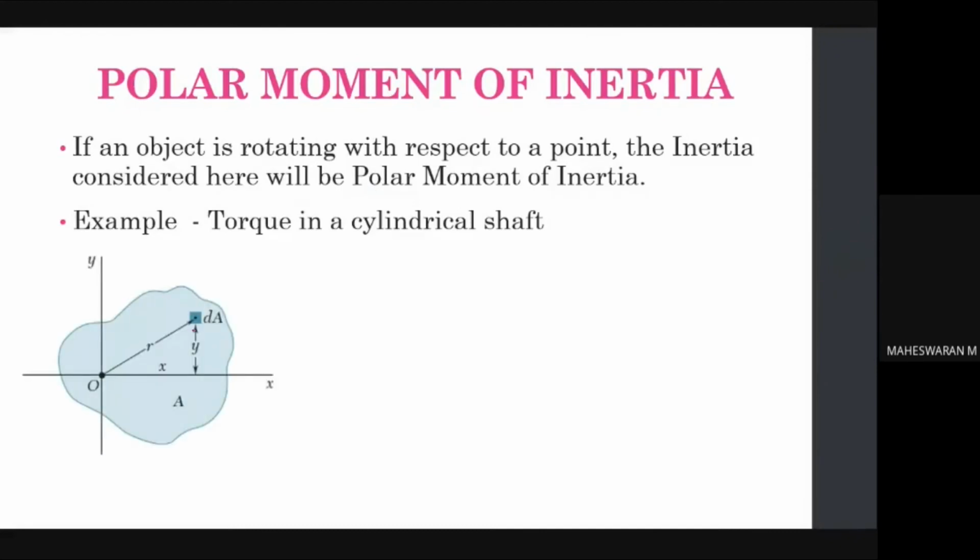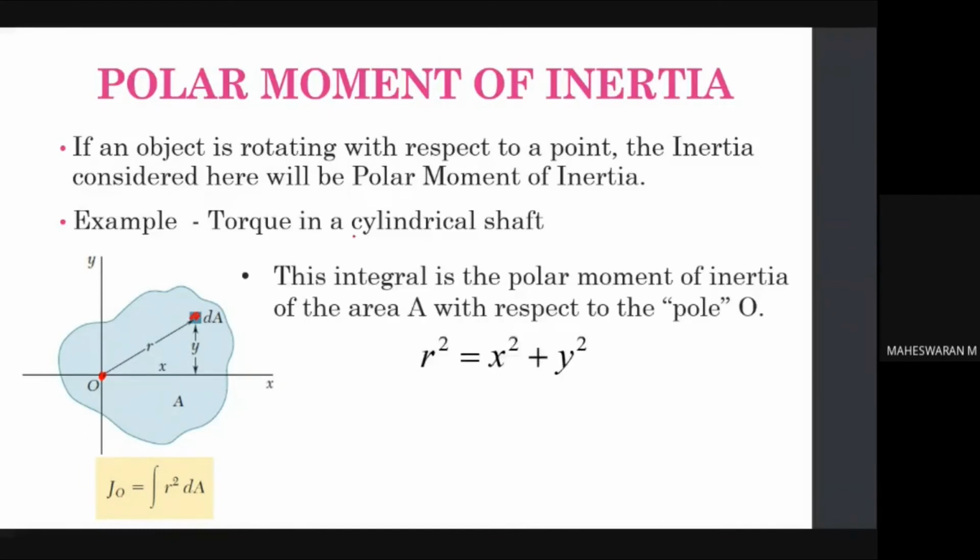So let me consider we have an object here. We have a dA, a strip here, which is rotating continuously with respect to this point O. The distance from O to this is R, but usually you will consider x-axis and y-axis. Let me consider this is my x location and this is my y location. According to Pythagoras theorem, R square is equal to x square plus y square.